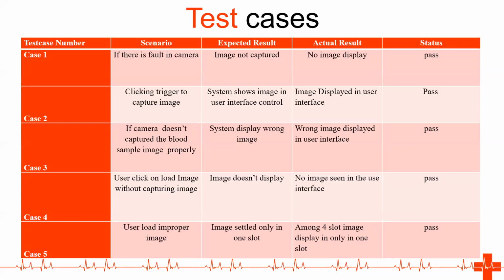Test case 5, the user loads an improper image. If the user loads an improper image rather than the blood sample image, the image will settle in a single slot, or the system will not give the proper result. It will come out of the program.